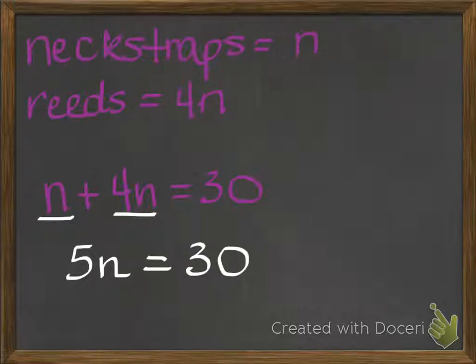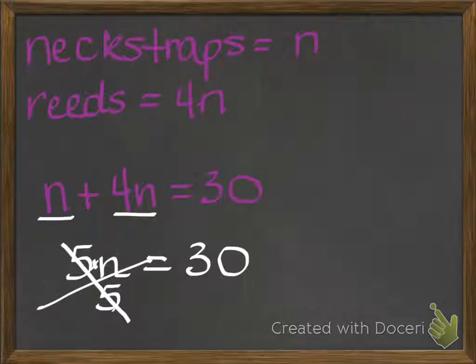Now remember, 5N means 5 times N. Okay, to get rid of the 5, I'm going to divide. I'm going to do the inverse operation, the opposite thing. I'm going to divide it by 5, and when I do that, it cancels it out because 5 divided by 5 is 1.